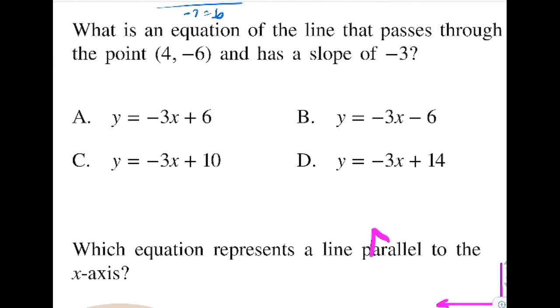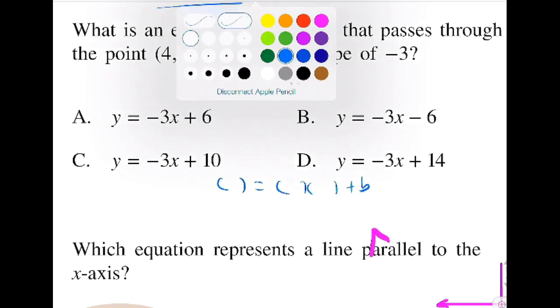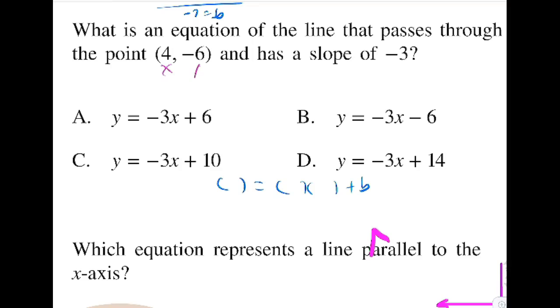Number 12, same thing. y equals mx plus b. They gave me an x and a y, and they gave me an m. My slope is -3. My x is 4. My y is -6. Add 12 to both sides. -6 plus 12. There's only one equation up there with a b of +6.